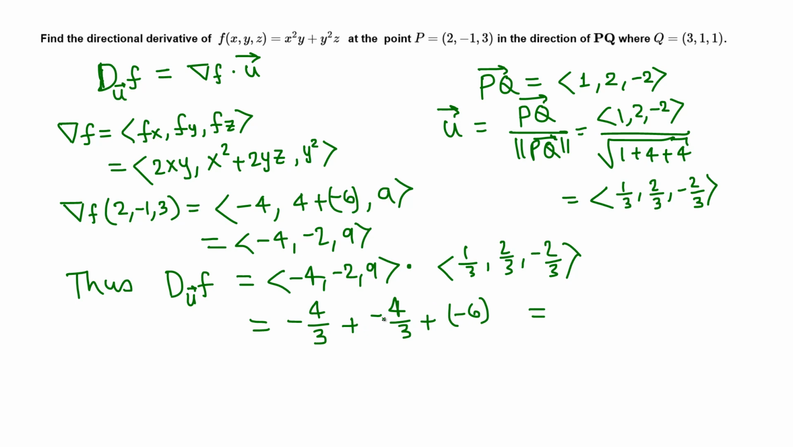Negative 4/3 plus negative 4/3, so negative 8/3 plus negative 6, we can write negative 18/3. Then negative 18, negative 8, negative 26/3. Final answer.